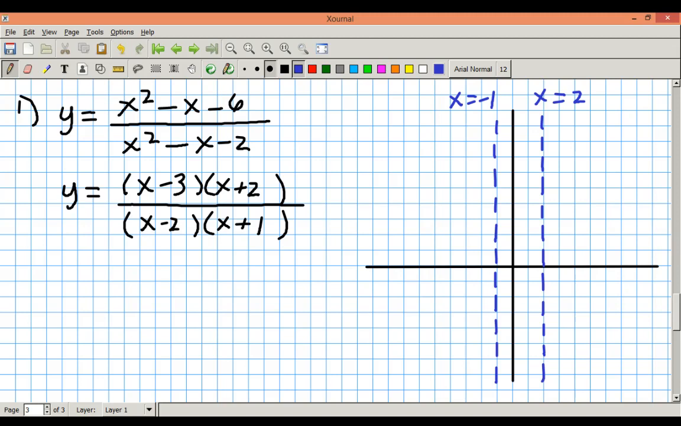Now, remember the rule for finding a horizontal asymptote. So if you look up at the original equation, the 2 degrees are equal. They're both x squared. And so the horizontal asymptote is going to be the ratio of the lead coefficients. Both lead coefficients are 1. So the ratio of the 2 ones is 1. So your horizontal asymptote is just going to be y is equal to 1.